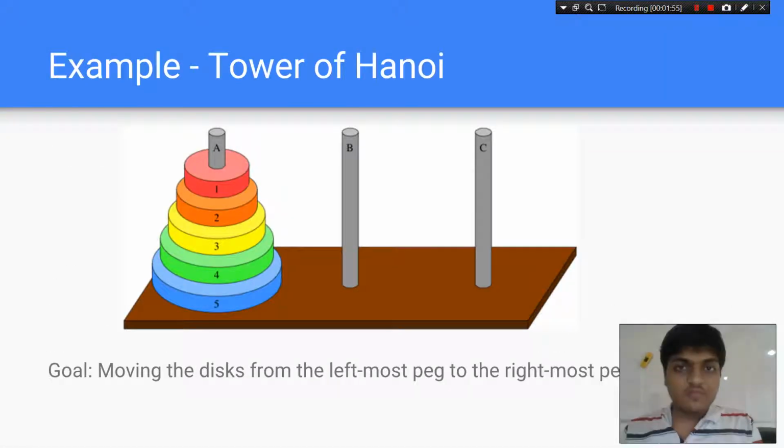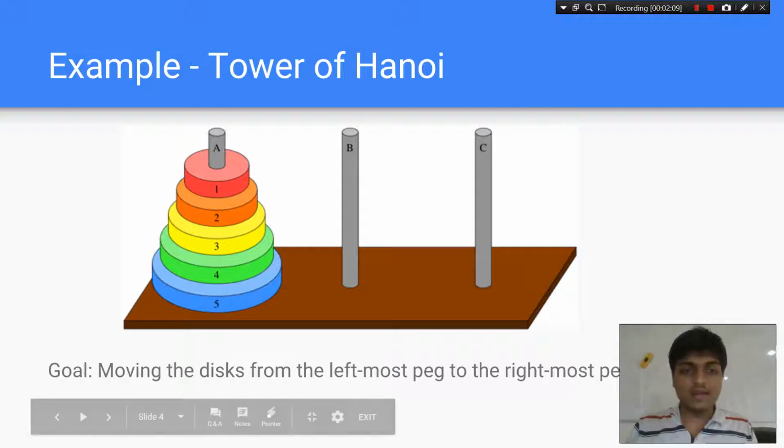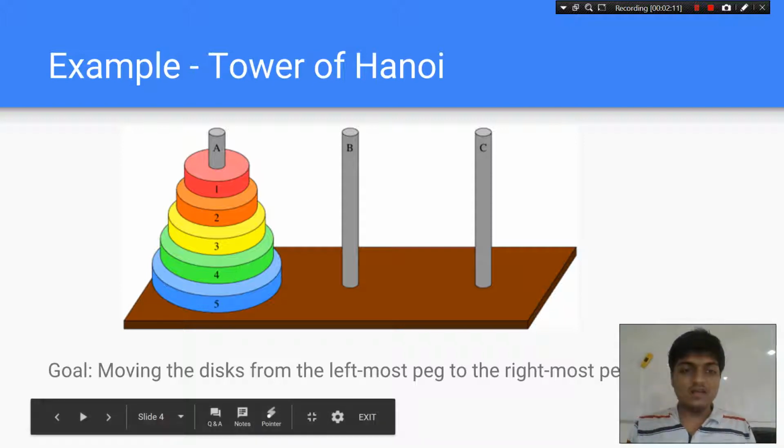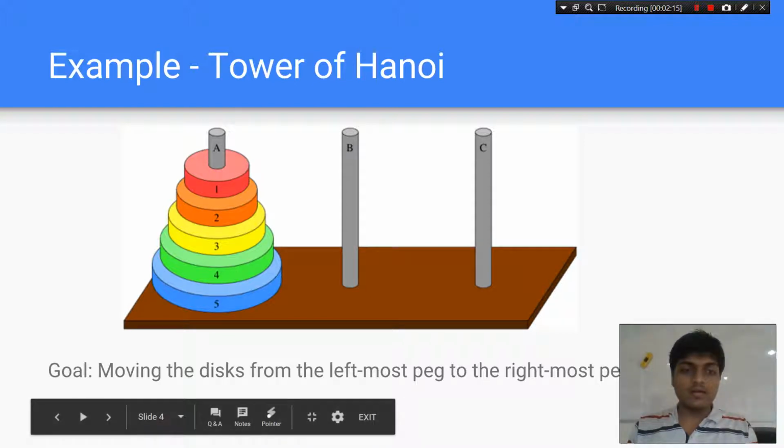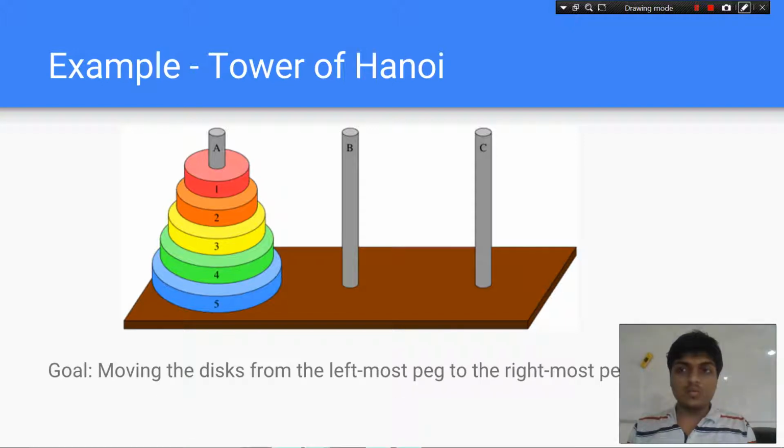So an example of how a recurrence relation arises is the Tower of Hanoi problem. So first I'll tell you what this problem is, and then I'll show you how the recurrence relation arises from this problem. So the goal here is that you're given these disks of different sizes, and they're given in stacked order: disk 1 is smaller than disk 2, and so on.